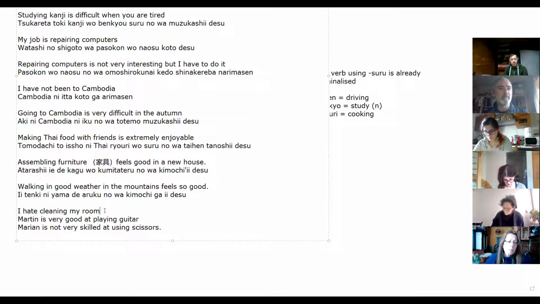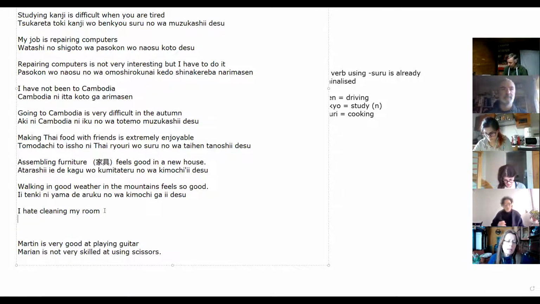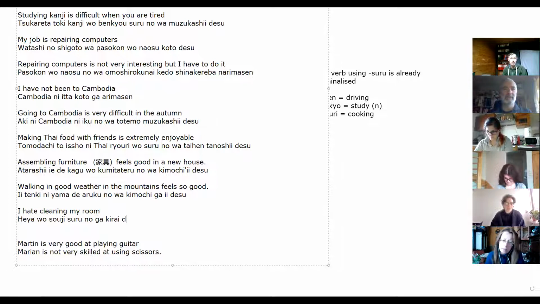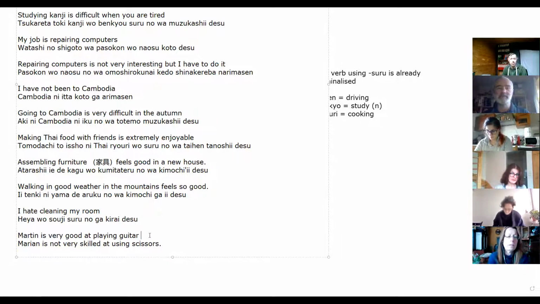Tachi, I hate cleaning my room. How do you know? I mean, all of these sound like things that everybody could say yes to. 部屋を掃除するのが嫌いです。 Very good. Well done. Cool. Effie, Martin is very good at playing guitar.